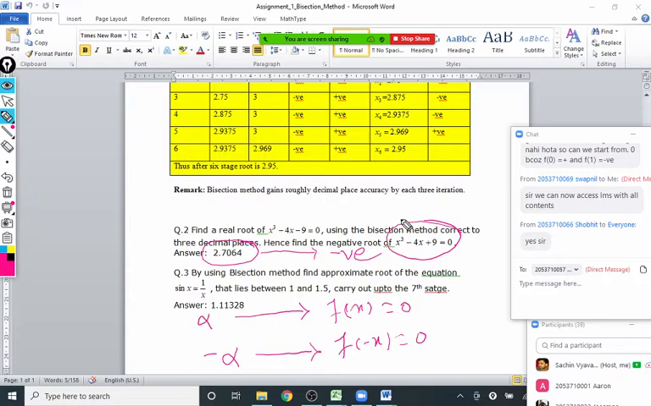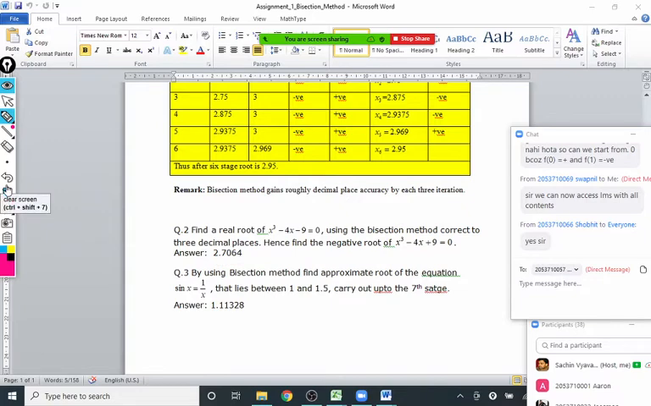At the end you have to write: if alpha is the root of f of x equal to 0, minus alpha is the root of f of minus x equal to 0. Therefore, minus 2.7064 is the root of that equation. So that is question 2. I hope there is no doubt in that question. Can we move to question 3? In question 2, the stopping criteria was correct up to 3 decimal places, meaning once 3 decimals start repeating, you have to stop the iteration.